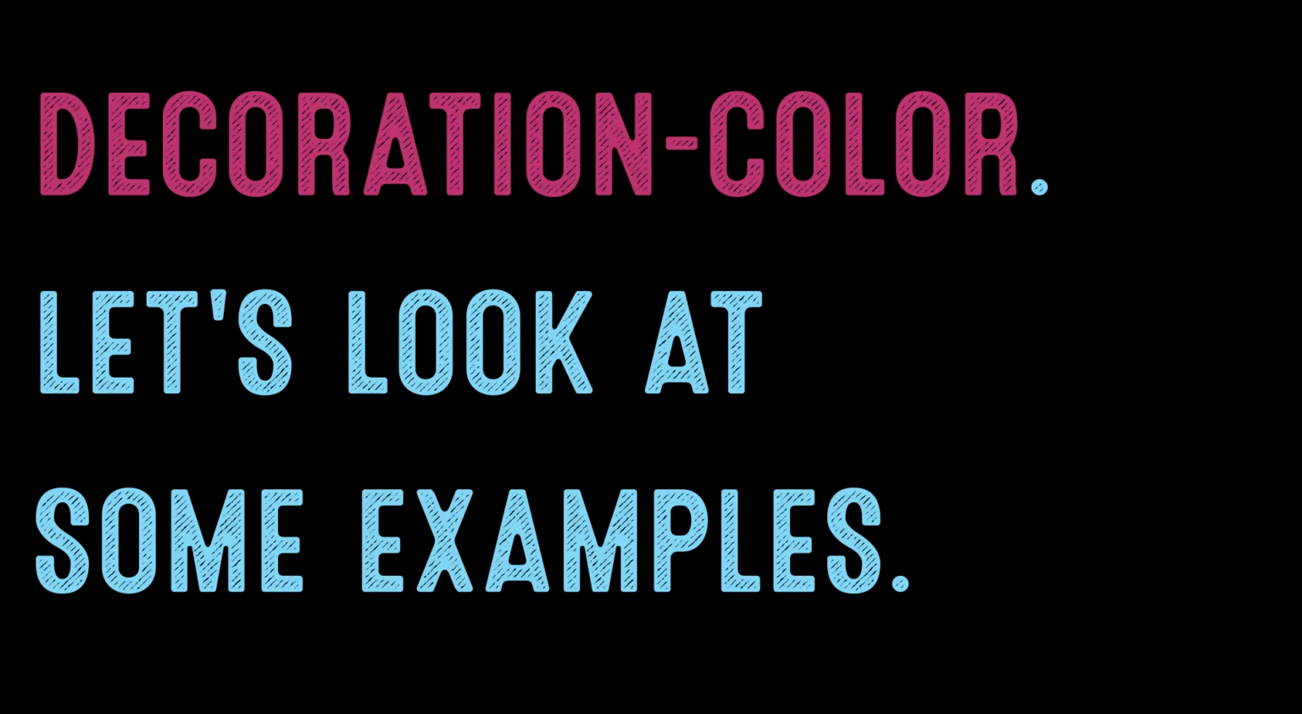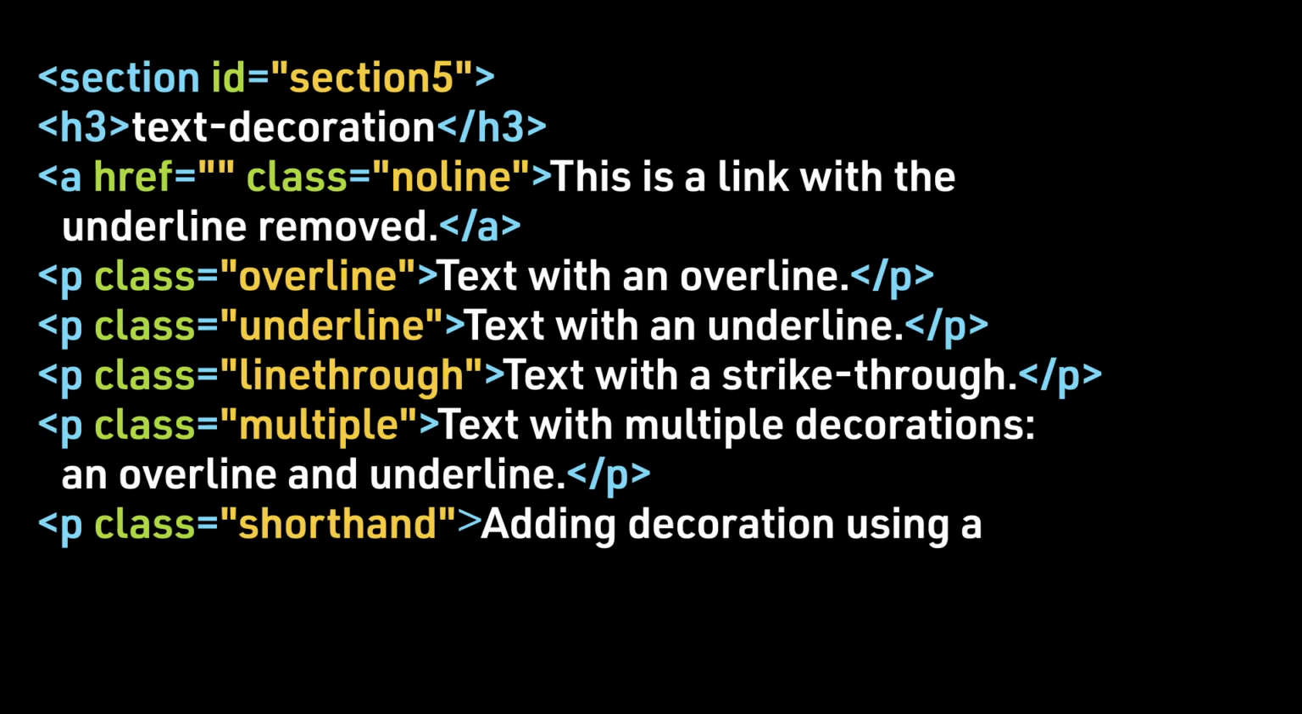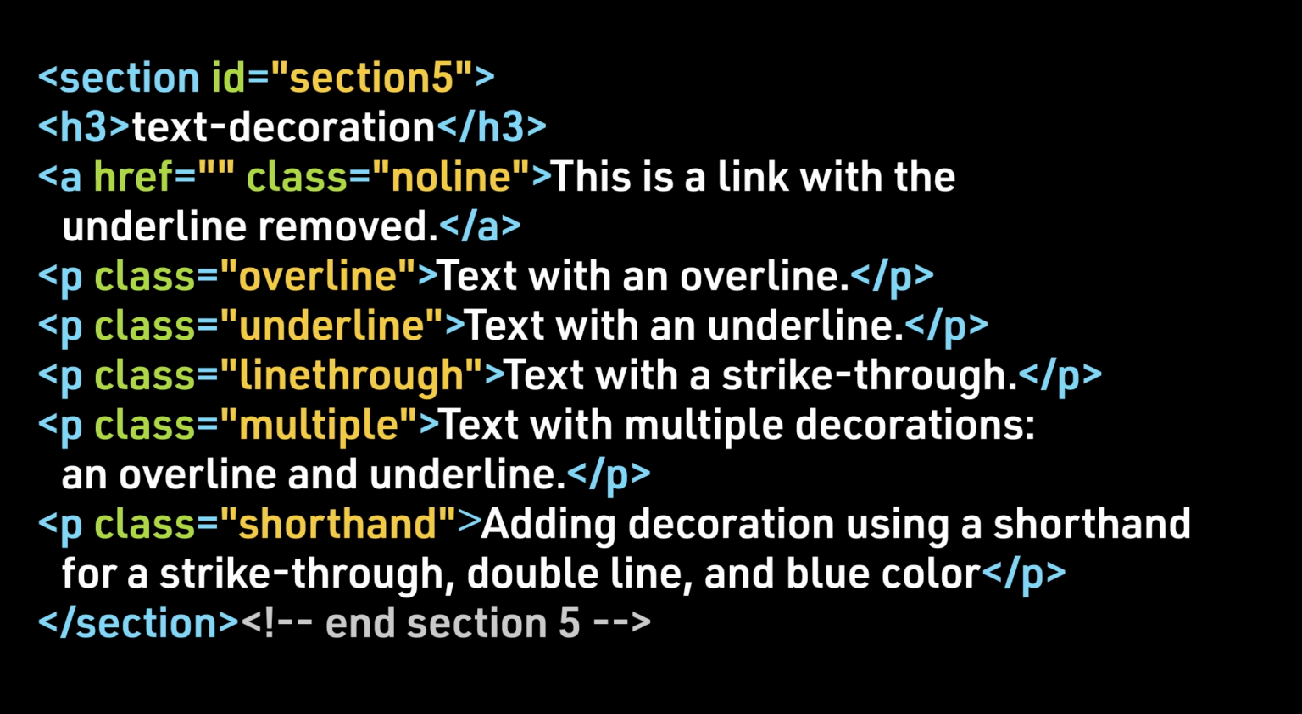Let's look at some examples. Here is the HTML. We have created classes to represent each of the values available for text decoration. In the first example, we have created a link. We are removing the default underline that is added. In the multiple option, we are adding both an overline and an underline, and in the shorthand option, we are adding a strike through that is a double line and will be blue in color.